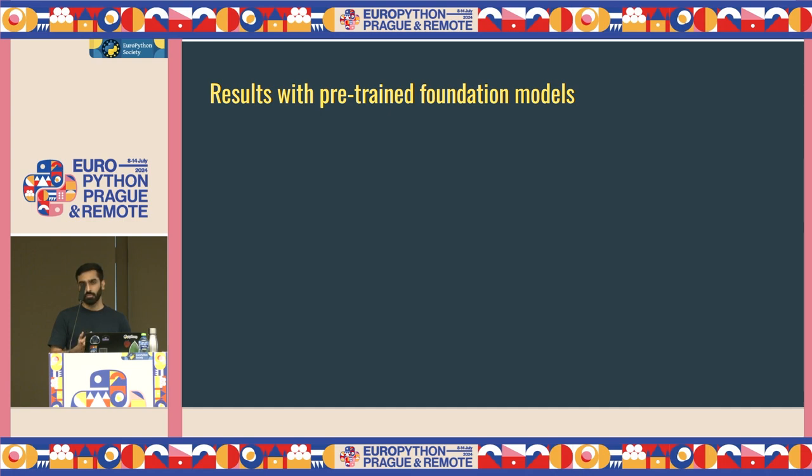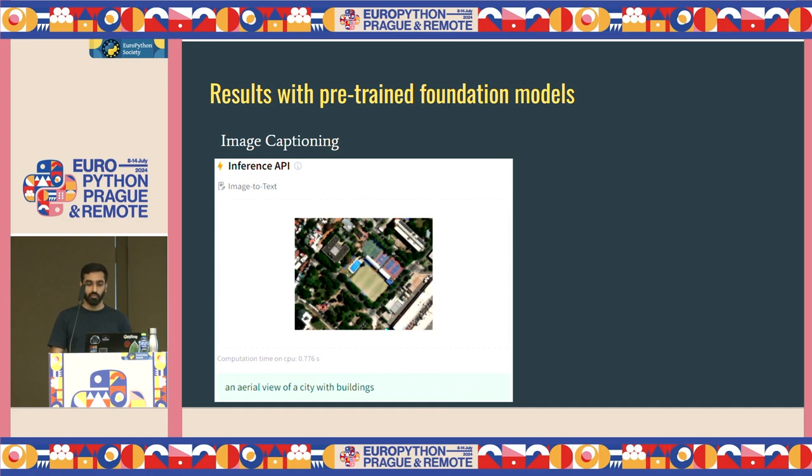Now, what if we use these models on satellite datasets? Here's an example of an image captioning model. This model gives the caption by providing the image. Here, we have provided a satellite image, and it has given the caption: an aerial view of a city with buildings. Now, you can see there's a lot more than the city with buildings. There's a ground field, there's a tennis court, a swimming pool, and there are many more things. So we want more information out of the model instead of this generalized information.